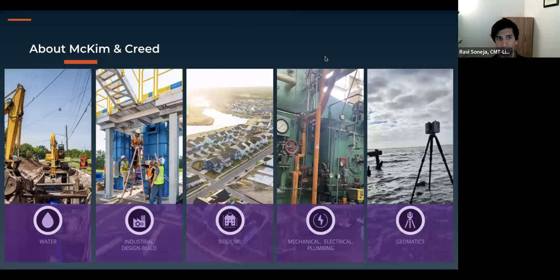From a geospatial perspective, we do everything from traditional land surveying, which we're licensed in 18 states for at this point, aerial, mobile, terrestrial, LIDAR and imagery acquisition and processing. From an aerial mapping perspective, we do work all over the country. We're also doing GIS, hydrographic surveying, and subsurface utility engineering.